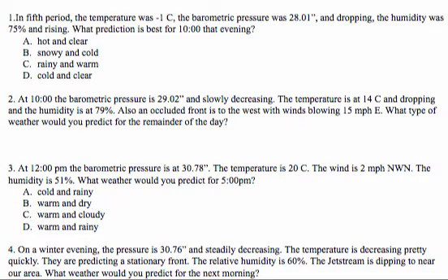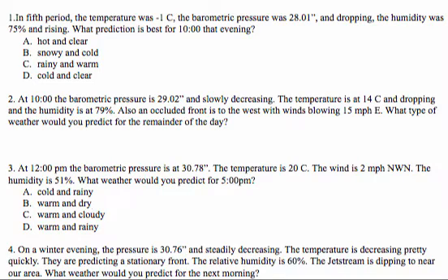Alright, let's look at 4 prediction questions and work through how we do this. So question number 1. In 5th period, the temperature was -1 degree Celsius, the barometric pressure was 28 and dropping, the humidity was 75% and rising. So what would be our prediction for 10 o'clock that evening?